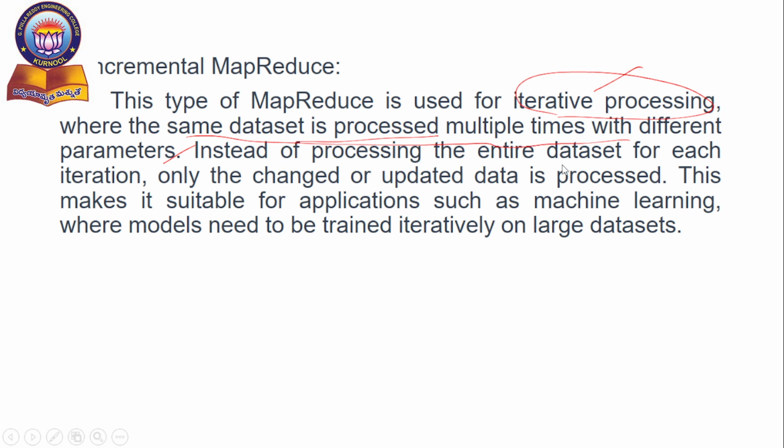Instead of processing the entire data set for each iteration, only the changed or updated data is processed. So this helps with both execution time, taking less time, and less storage being utilized in this process. This makes it suitable for applications such as machine learning, where a model needs to be trained iteratively on large data sets. So this is one example application for incremental MapReduce.